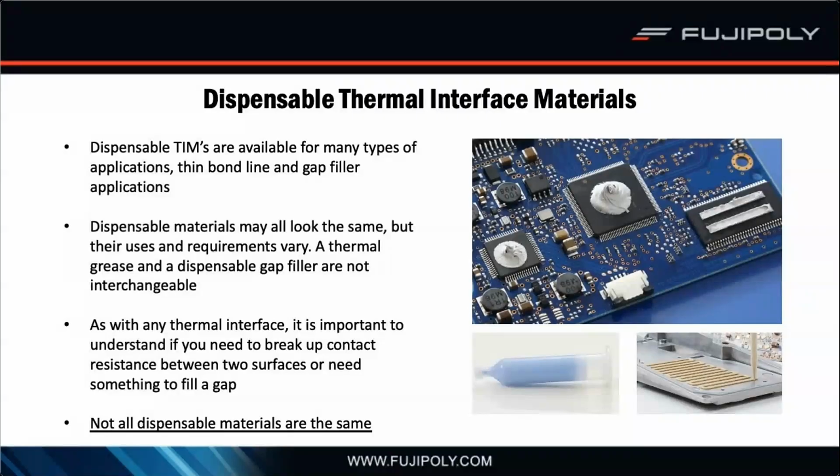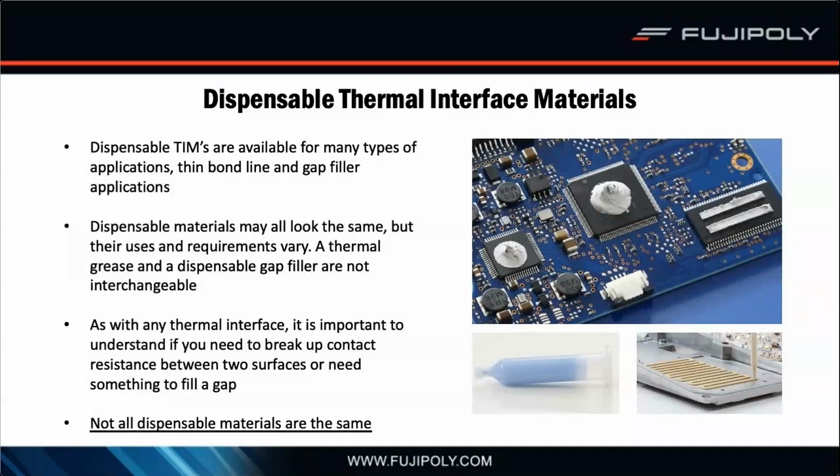When greases are applied in applications that require practically no gap, they're typically used under a constant load just to keep everything in place. With a gap filler, it's a fixed gap. The material is expected to stay in place and create a thermal path. So just because they're both dispensable materials doesn't mean you can easily swap them out for one another. And that's something that's really important to keep in mind from a reliability standpoint.